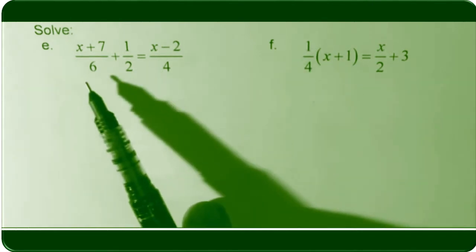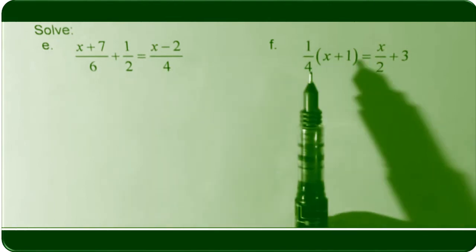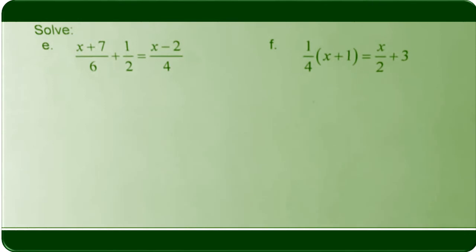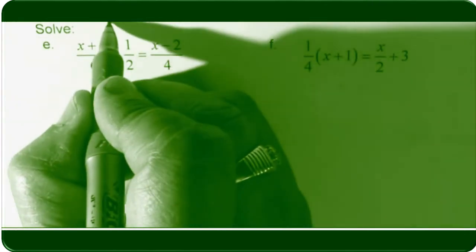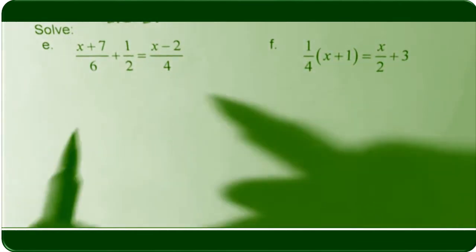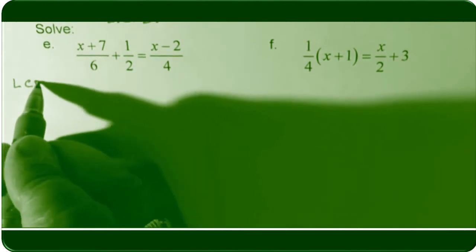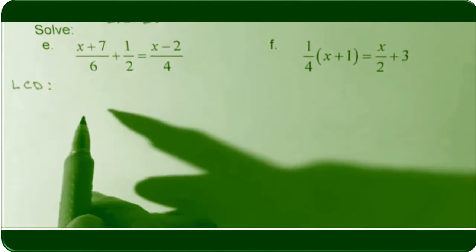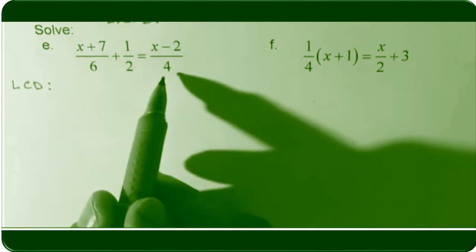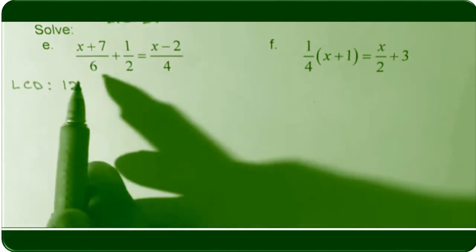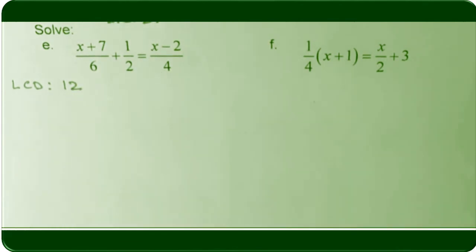So in these two questions, we again have 3 terms and not just 2 terms, right? So what do we do in this case? We have to find the lowest common denominator, right? So let's find the least common denominator. The lowest common denominator of 6, 2, and 4 is 12, right?